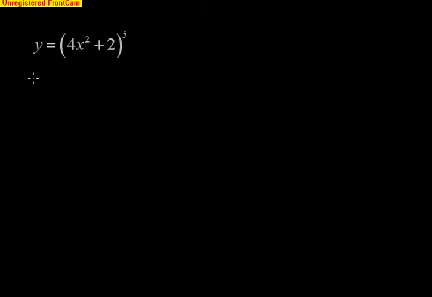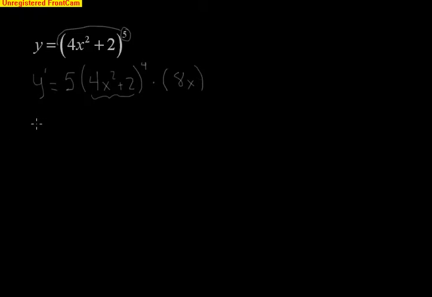So starting off here, we're going to use the power rule, and we know that the 5 power rule comes down, so we're going to have 5, leave the inside alone, 4x squared plus 2, subtract the power by 1, and then we're going to multiply by the derivative of the inside. The derivative of the inside is going to wind up being 8x.